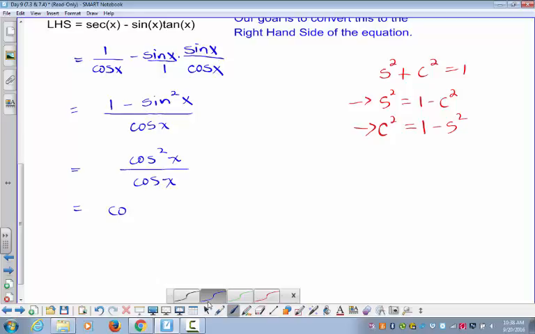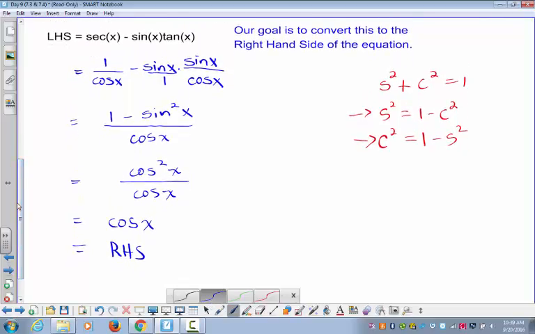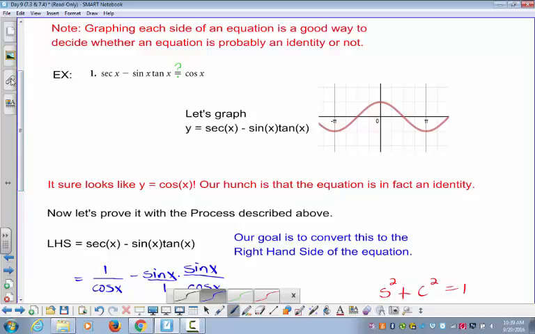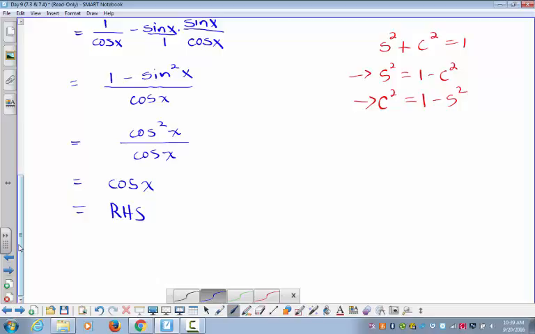One cosine cancels. And that is the right-hand side of the equation, or the perspective equation. So we took the left-hand side, manipulated it with known facts, and got to the right-hand side. So now we've proved that the equal sign is justified. We've now proved that this is equal to that. Okay, so that's our process: start with one side, use known facts, get to the other side.